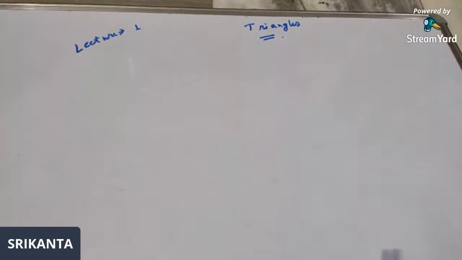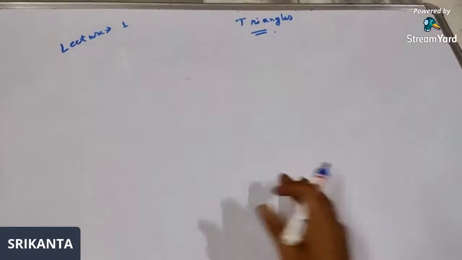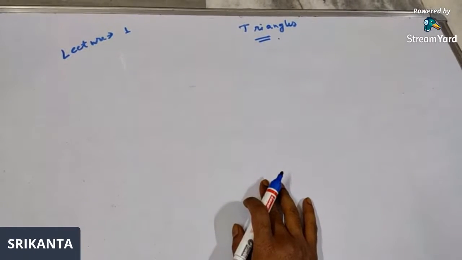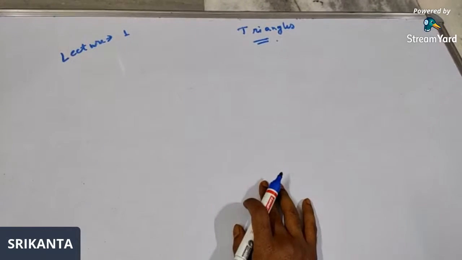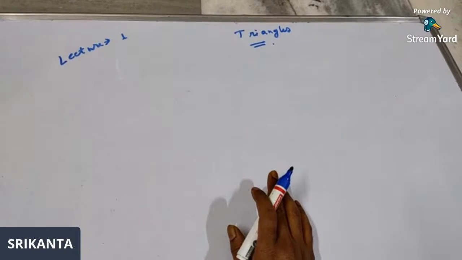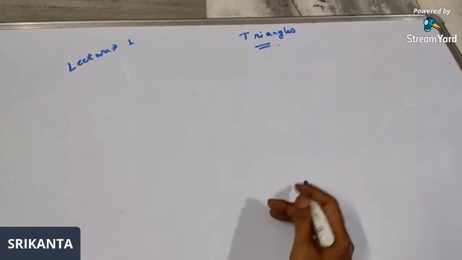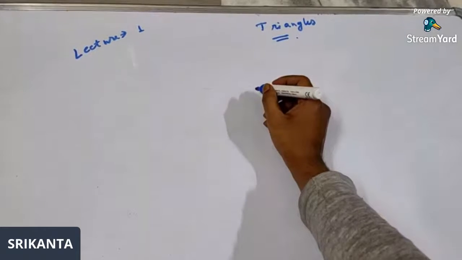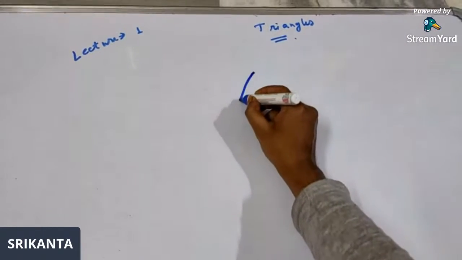And before starting the chapter, there are few things that you need to understand. First, what is required is the difference between congruency and similarity. So in our lower classes, that means in your class 9, we have understood congruency.